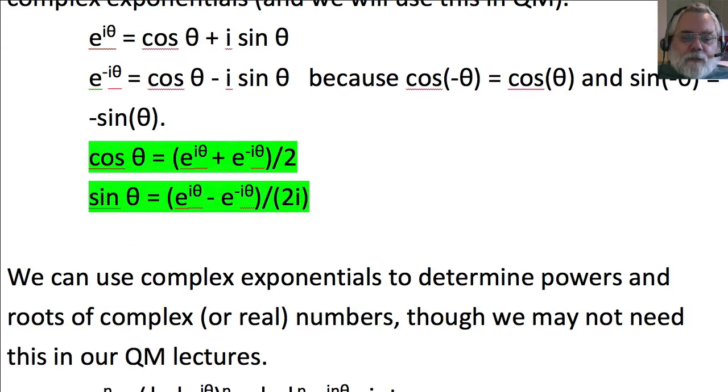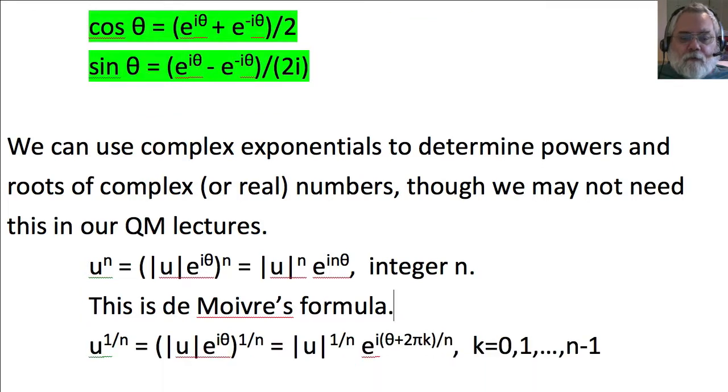We can use complex exponentials to determine powers and roots of complex or real numbers. Though we might not need to do this in our quantum mechanics lectures, I'll just mention it here. It is a very useful result in complex numbers. So u to the n is magnitude of u e to the i theta, quantity to the n. We can rearrange this to be magnitude of u to the n and e to the i n theta, where n is an integer. If you don't follow this, you could start out with n being integer 2 and see that it's true, and you can build on that. This is called de Moivre's formula.